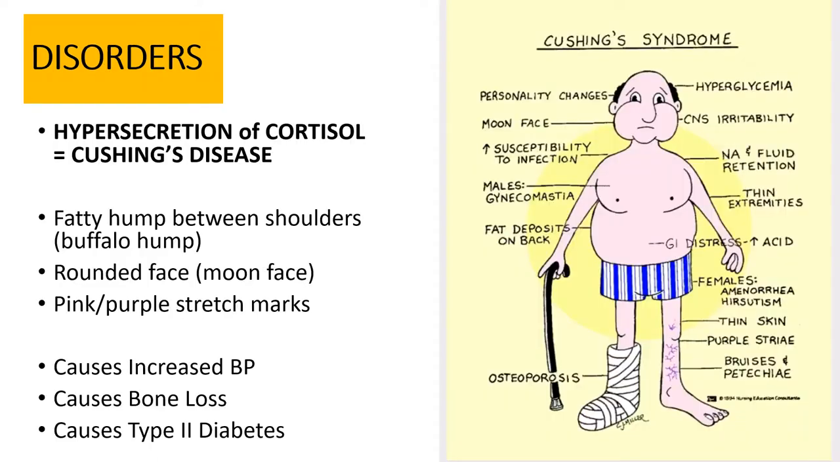Now, disorders, 2 of them. We're going to talk about hypersecretion of cortisol, which is also known as Cushing's disease, and we'll talk about hyposecretion in the next slide. So what are some characteristics of a person that would have Cushing's disease? Too much cortisol. They end up having what's called a buffalo hump. This isn't visible in the picture here, but it's fatty tissue that exists between the shoulders, and it's sometimes referred to as buffalo hump. A person also has a moon-shaped face called moon face, a rounded face, and some purple-pink stretch marks.